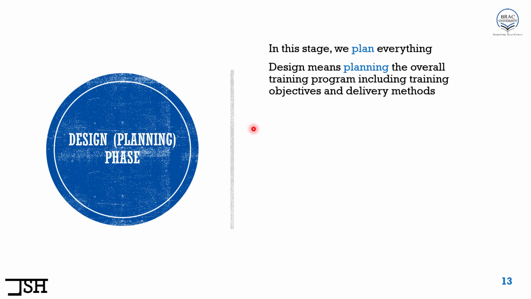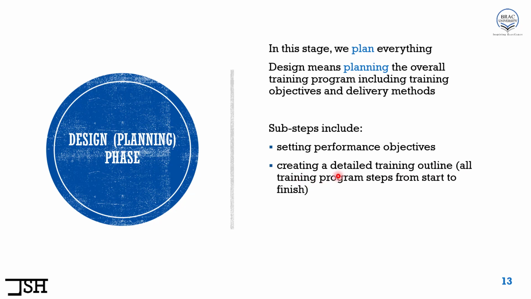But before that, let's take a look at the things that we plan in this phase. What are some of the steps in this phase? Number one, we set or plan the performance objectives. So we set objectives here. Next, we plan or create a detailed training outline, so all training program steps from start to finish. So we plan all of that. Again, both of these steps happen on pen and paper here.